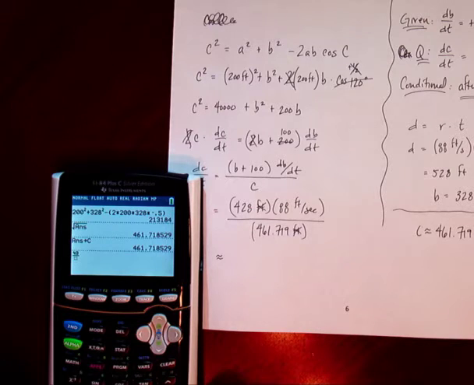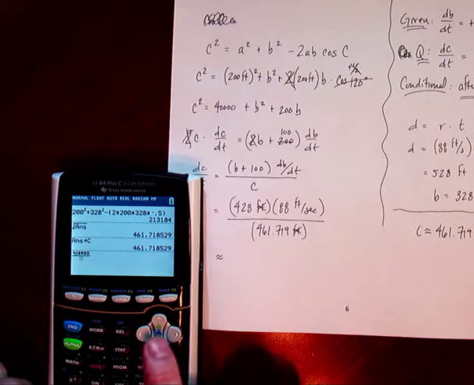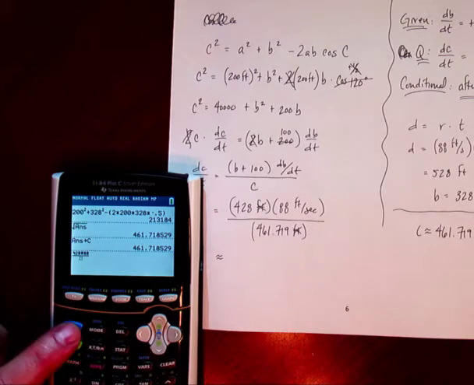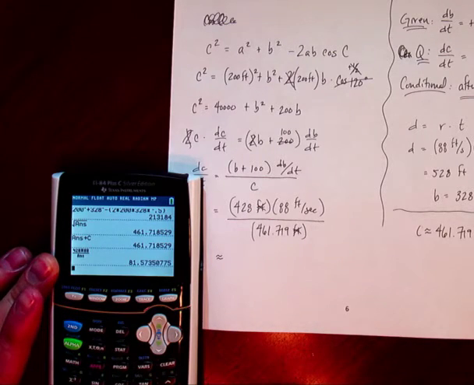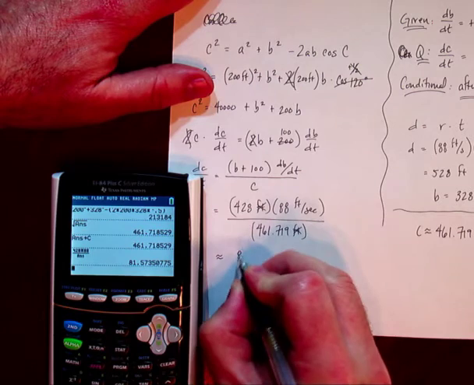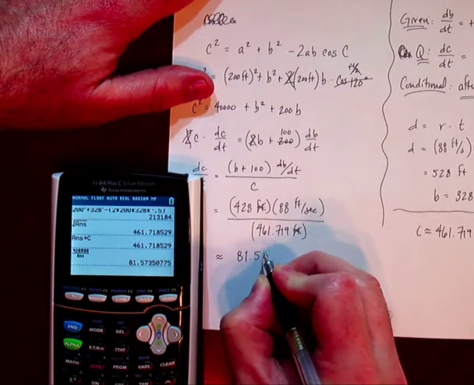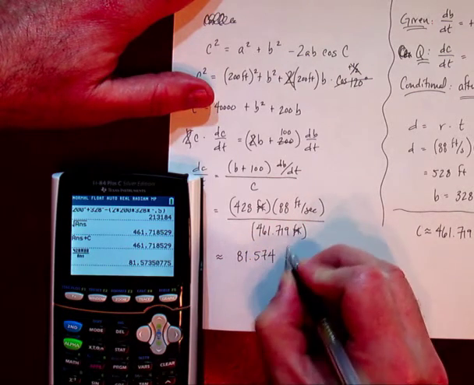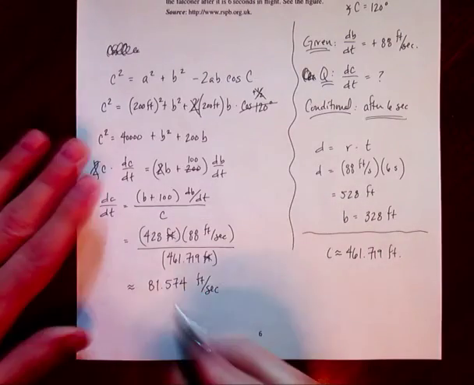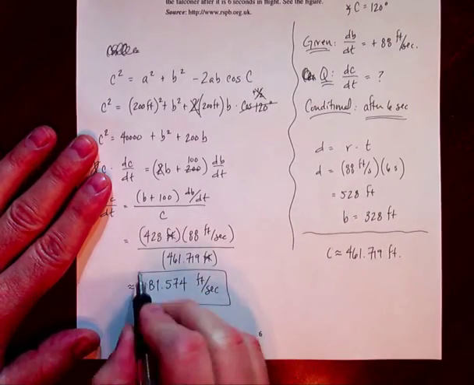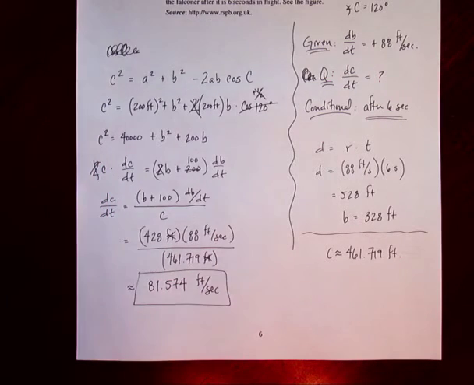And what I'm going to be left with is the fraction: 428 times 88 divided by, and actually, since it's just right up there, I don't have to put C, I can just use the answer. And I have 81.574 feet per second.